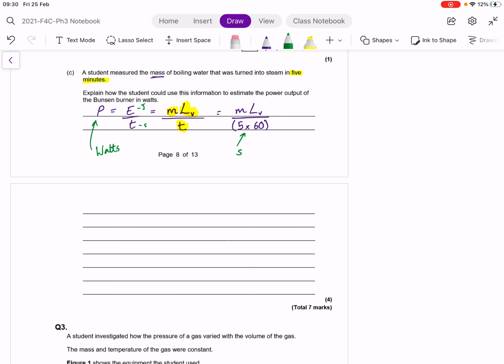You might want to put a little bit of text in there to explain what you're doing in the same way I have done as I'm talking. But that is the principle. If you measure M, L, and T, you can get the power of the Bunsen burner.